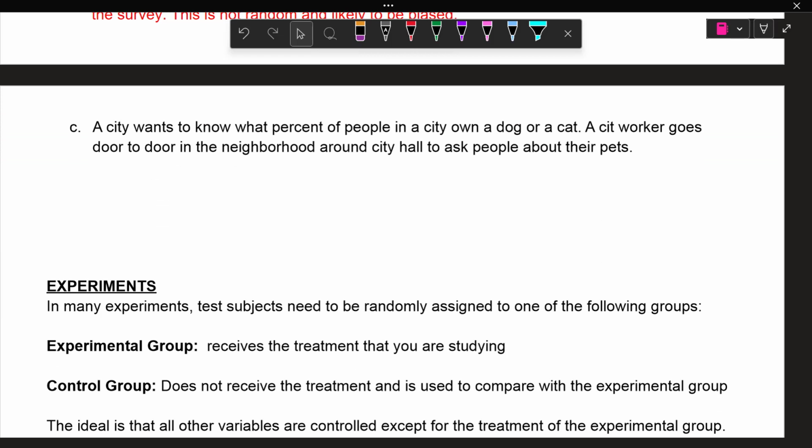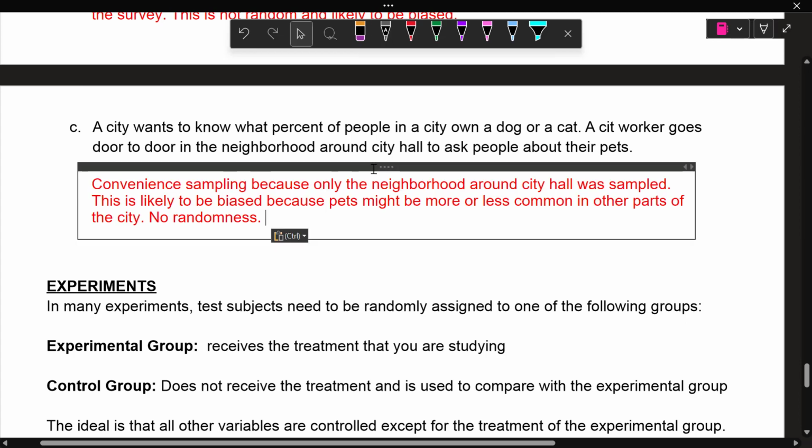Letter C, a city wants to know what percent of people in a city own a dog or a cat. A city worker goes door to door in the neighborhood around City Hall to ask people about their pets. So again, there's no randomness, so there's going to be bias. The city worker is just going door to door in the neighborhood around City Hall. It's what's easiest, or convenience sampling. And again, it's biased because pets might be more or less common in other parts of the city. Maybe if you're in a downtown area, you don't have as many pets, or maybe not as many dogs, and out in the suburbs, there'll be more dogs. So where you take it does make a difference.